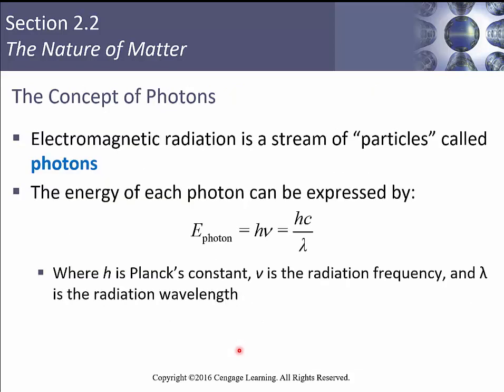Electromagnetic radiation is a stream of particles with discrete energy, and we're going to call those photons. The energy of each photon is expressed by h nu, so we could say the energy of a photon is equal to h nu, which is also equal to h times c over lambda, where h is Planck's constant, nu is the radiation frequency, and lambda is the radiation wavelength.